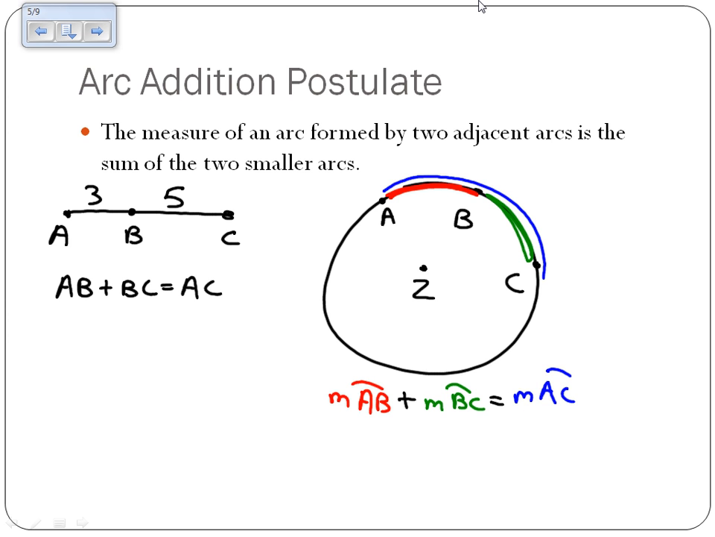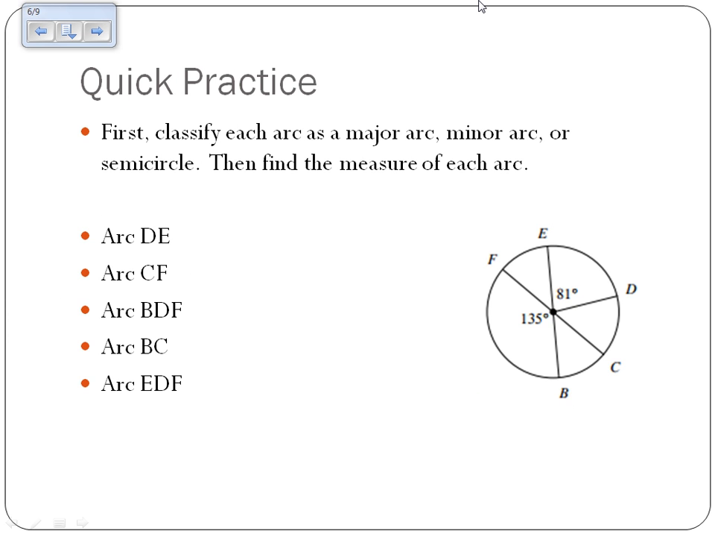All right, so here's the question you guys had from before. We got just 2 slides, quick practice, and then we'll be pretty much done. So first, quick practice. Let's classify each one as a major arc, a minor arc, or a semicircle. Then it says to find the measure of each arc. Let's do just major, minor, or semicircle first, and then I'll show you how to find the measures of each one.